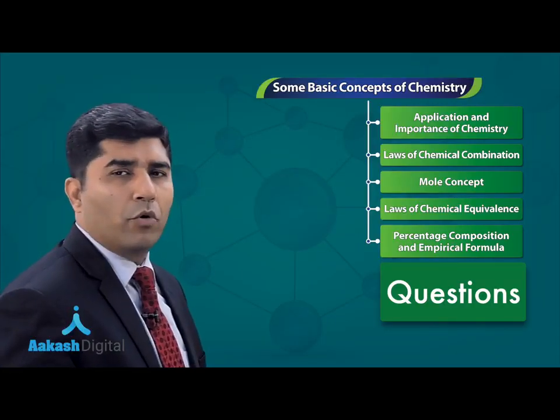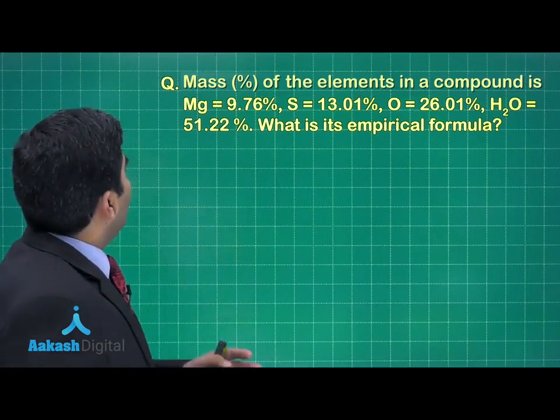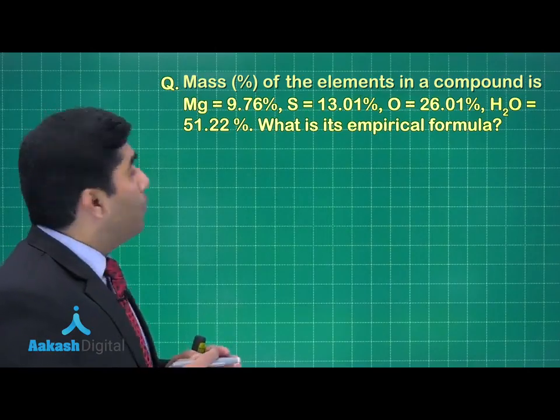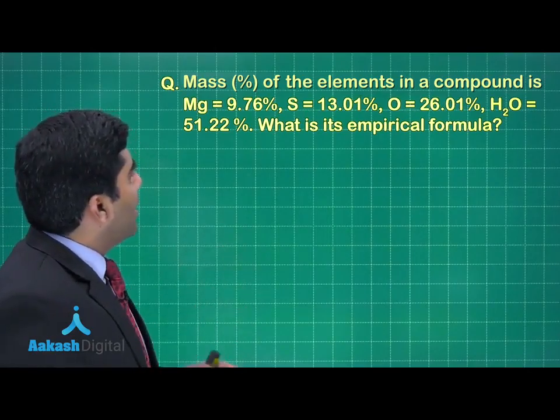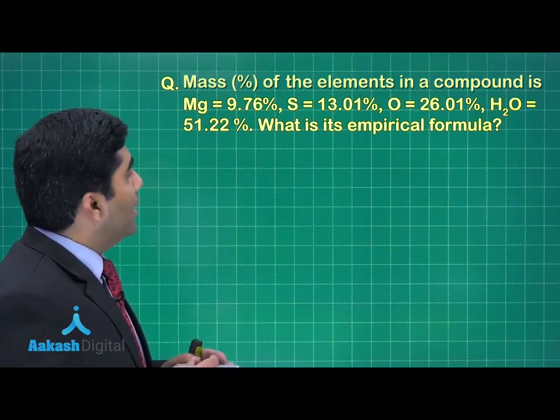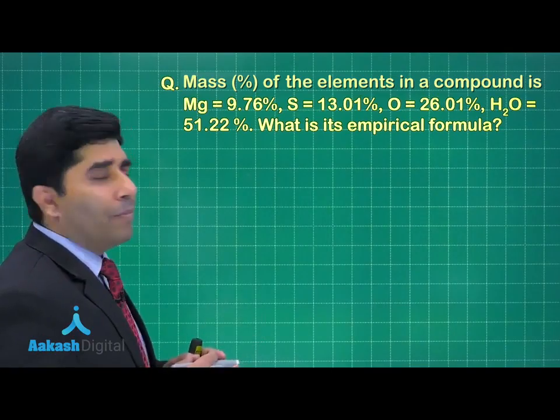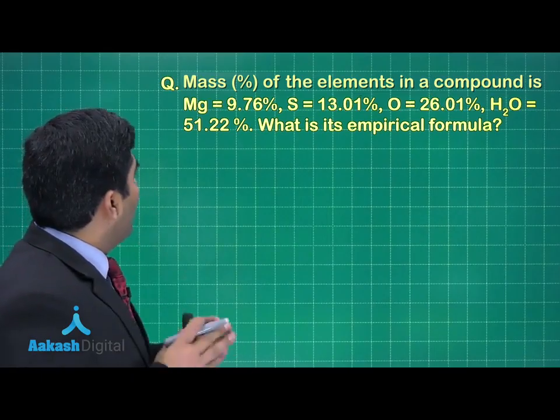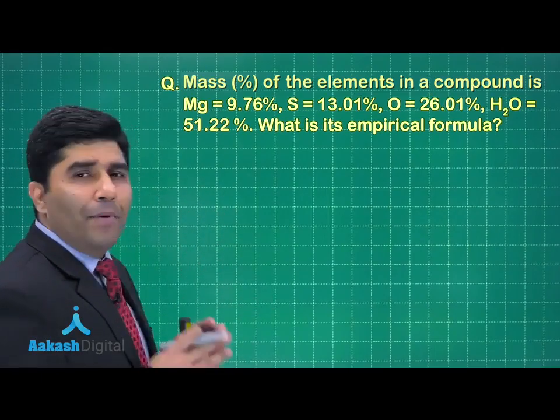Let's solve one more question. So now, in this question, the composition of a compound is given. It has magnesium 9.76%, sulfur 13.01%, oxygen 26.01%, and water 51.22%. What is the empirical formula?